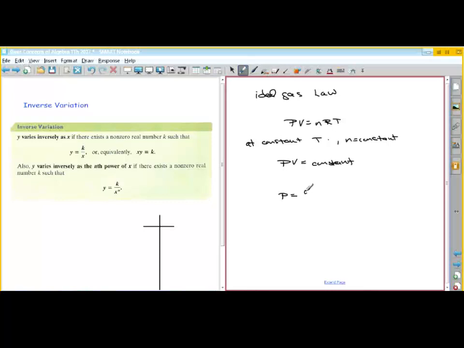Well, that's exactly what this is. Or you'd have P is equal to some constant divided by V. So that's one way to look at it. So, the case of a constant temperature ideal gas is an inverse relationship between pressure and volume. And I'm trying to think of other things. It has to do with forces or energy between two objects, like the gravitational energy between two objects is inversely proportional to the distance.